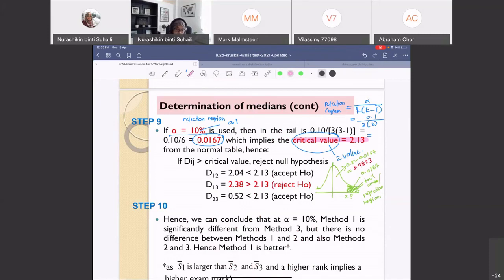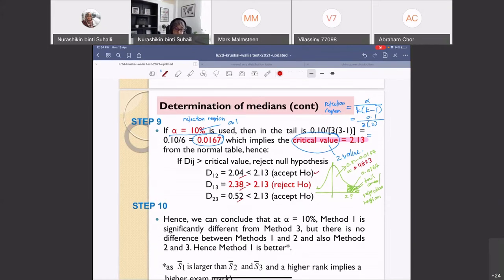Remember the Dij that you have calculated before. These are the values, right? And these are the values that you have to compare with the Z, 2.13. Let's say D12, 2.04 is less than 2.13. So the decision is to accept the null, because you reject the null if it is greater. So the other way around, the situation is opposite. So these are the decisions for every pair.